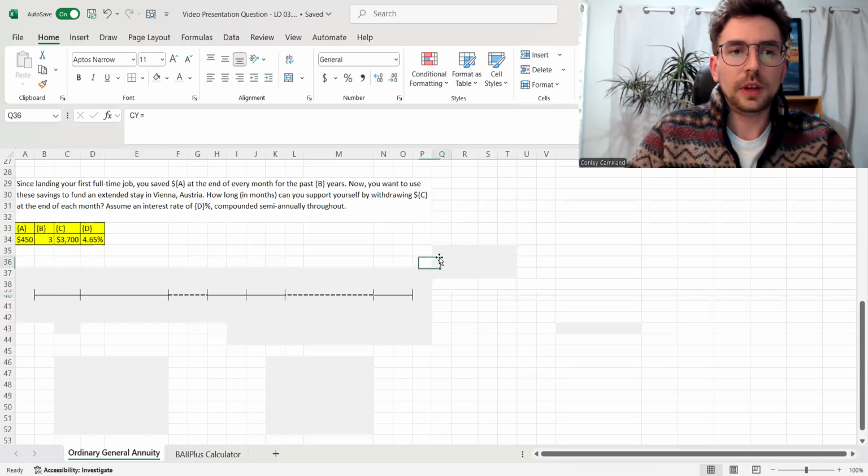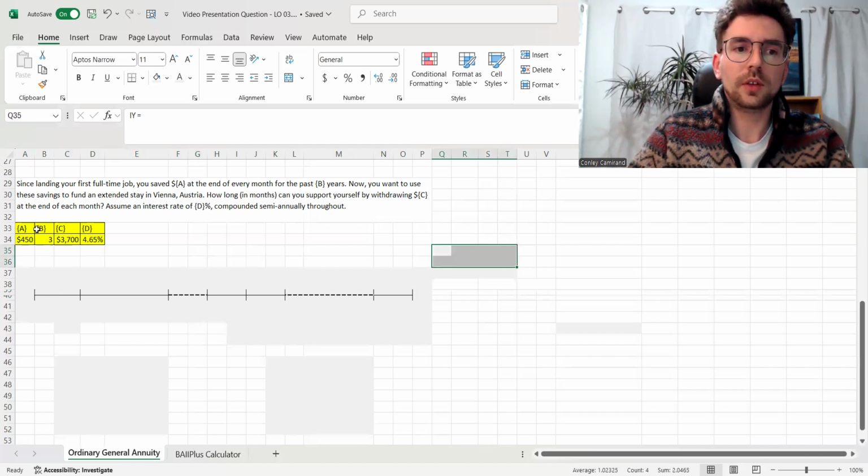We're going to start with the IY and CY because that will never change. So IY is the nominal rate, 4.65. And then the CY, the compounding periods, compounded semi-annually, so that means 2. So CY will equal 2. Here we'll add it to our timeline: IY 4.65%, CY equals 2.